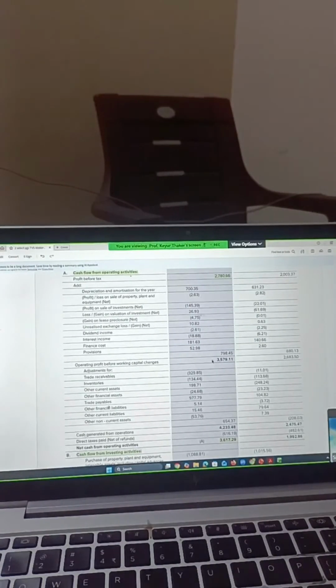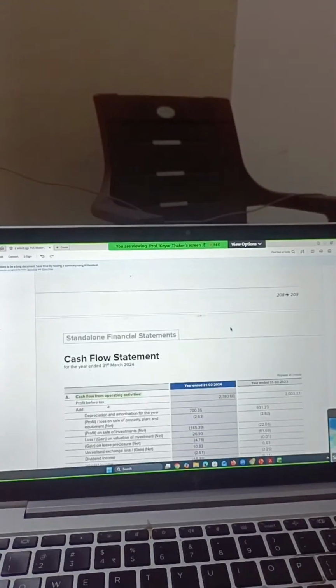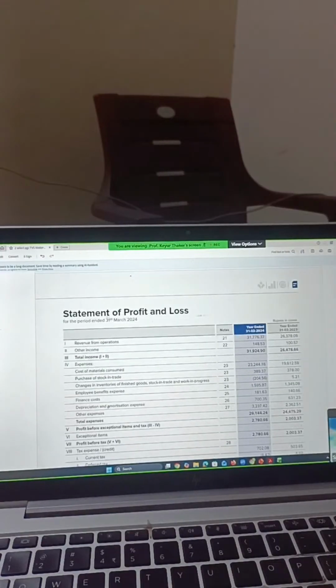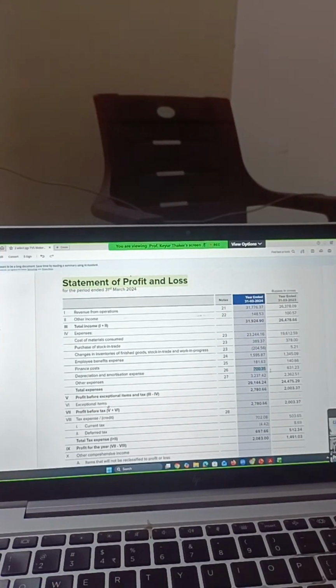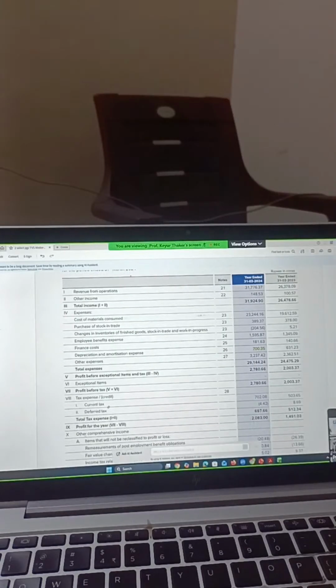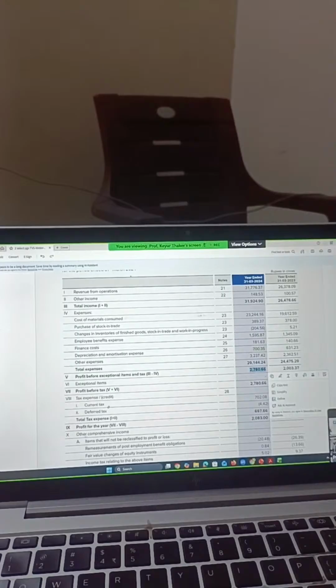So why is this depreciation added back, rather than deducted from the profit? In the profit and loss statement, or income statement, we removed the depreciation of 700 crore to understand the accounting profit. So how much is the accounting profit we made? Accounting operating profit is 2780. Then after interest, other expenses and tax, we made a net profit of 2000 crores. So it is removed from the income statement.